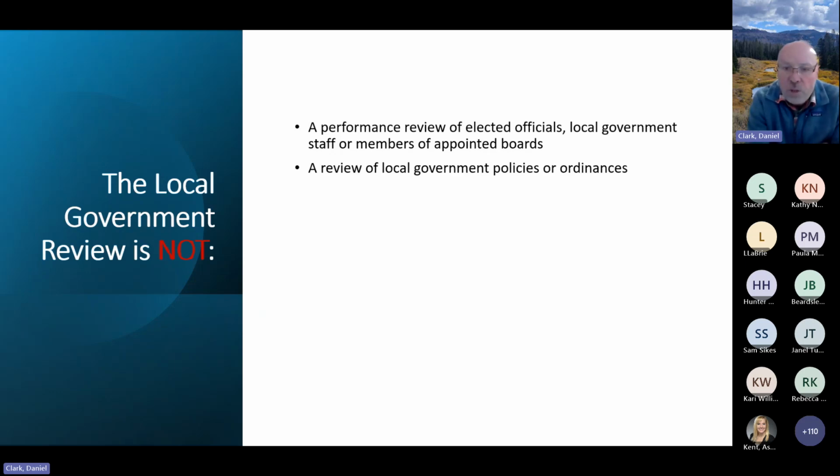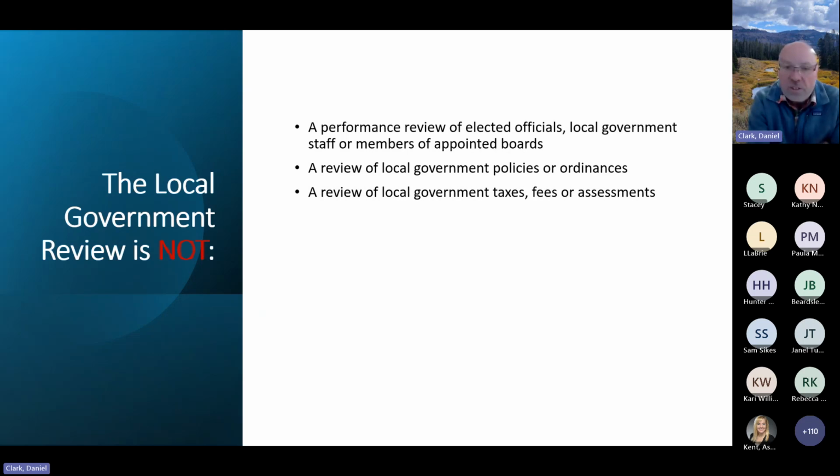It is not a review of local policies or ordinances. So we're not looking at that darn chicken ordinance. "I hate the chicken ordinance. I want to get rid of the chicken ordinance." Well, that's not a way to do it. This doesn't look at the specific policies and ordinances of the city.